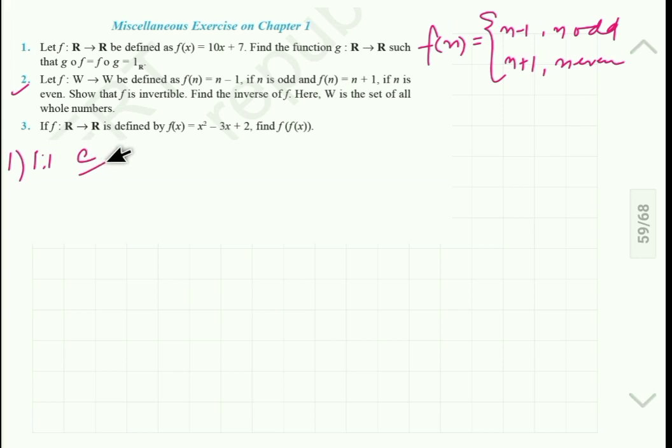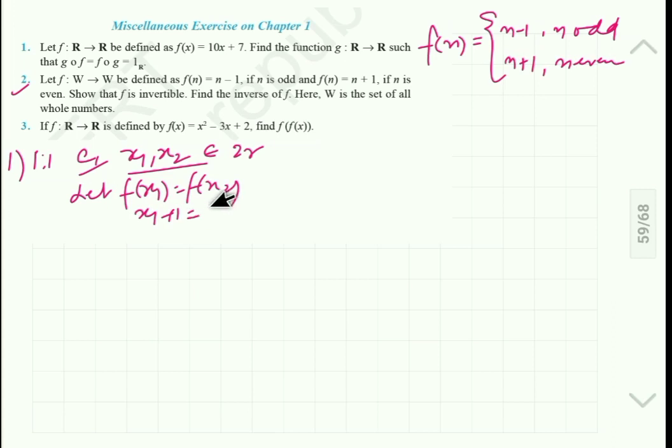So we'll take the cases. First case is when both the values are even. That means we are having two values x1, x2. Let them be elements of even numbers. Now again let f(x1) is equal to f(x2). When n is even, it is equal to n plus 1. So that means x1 plus 1 is equal to x2 plus 1. 1 will get cancelled. We are left with x1 is equal to x2.